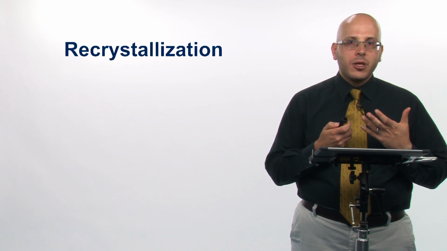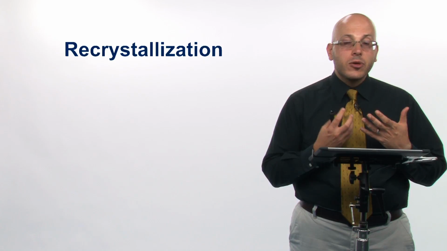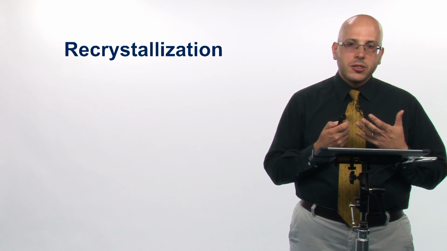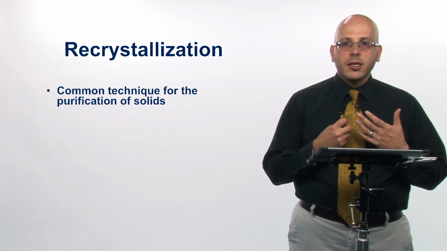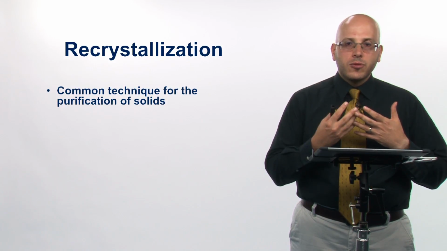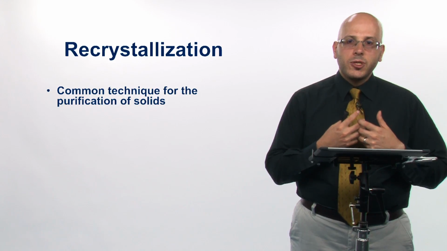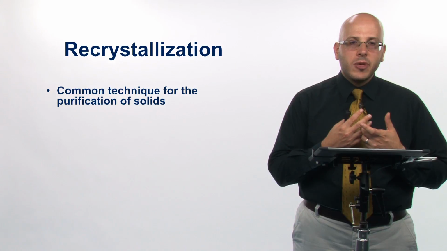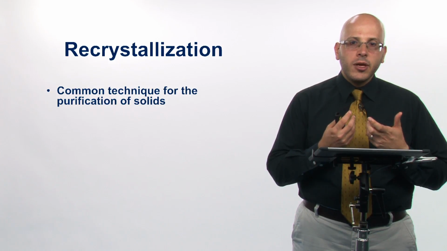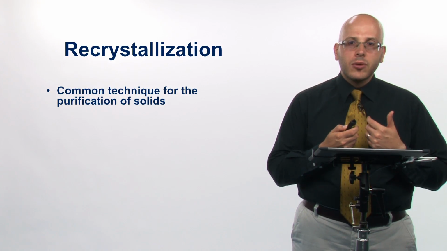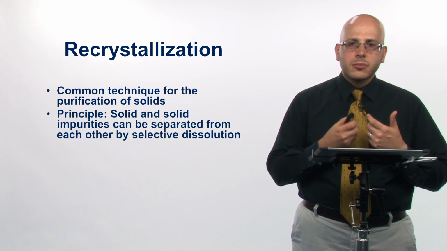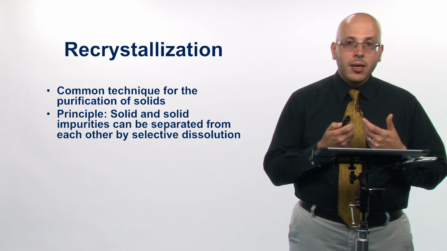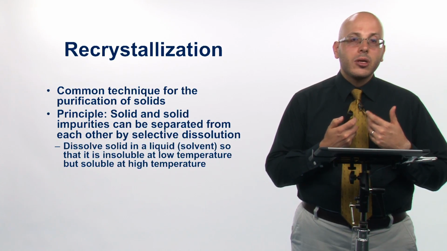Okay, so one commonly used technique is something called recrystallization. Recrystallization is a pretty common way to purify solids. And so the idea is that solids and other impurities, which might also be solids, can be separated from each other by what's called selective dissolution, which basically means that some of the things will dissolve and some of them will not. And so what I'll do is I'll pick a solvent that will dissolve the solid when the temperature is high, but not when the temperature is low.